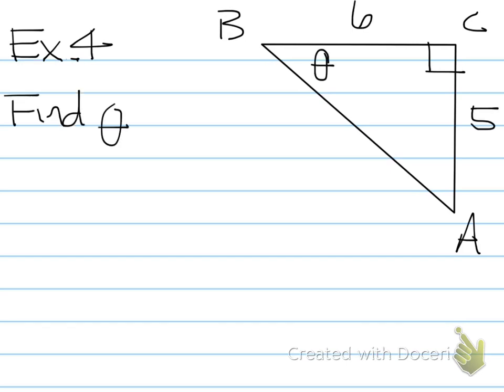We want to find out what theta is for this figure. So we always want to reference the angle that we're trying to find with respect to that angle measured theta. 5 is opposite that angle, and 6 is adjacent to that angle. Opposite and adjacent are the two parts that we need for tangent. Tangent is opposite over adjacent.